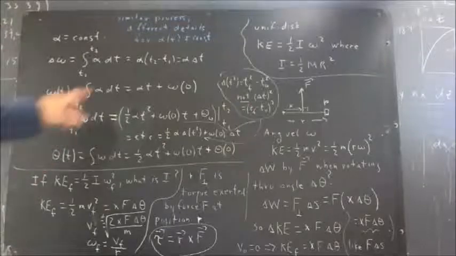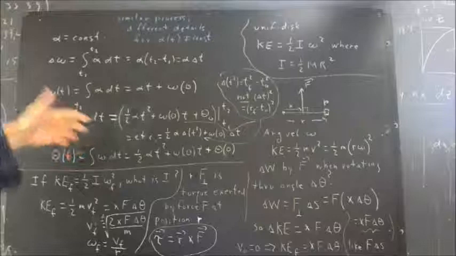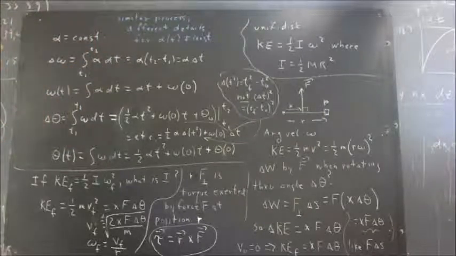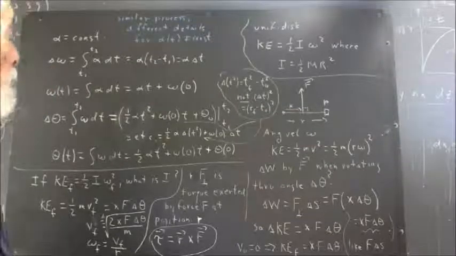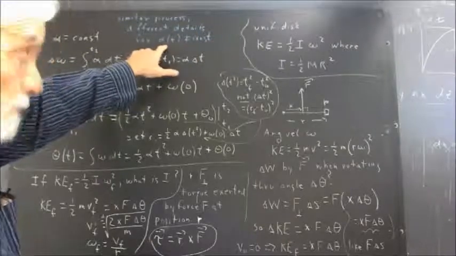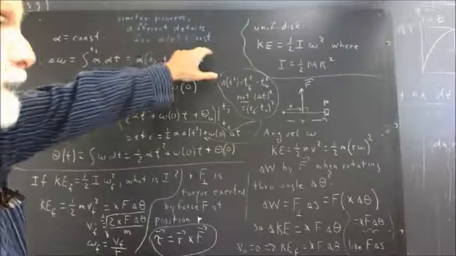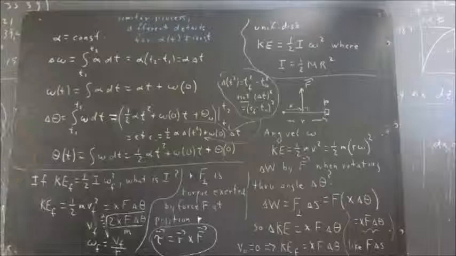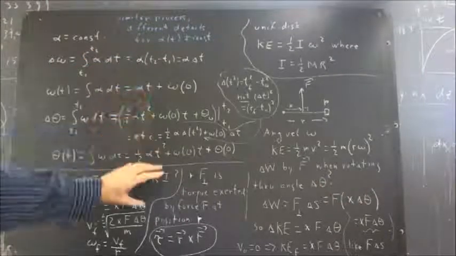I'll comment also that we have a very similar process. We just integrate the acceleration function to get the velocity function, the angular velocity function. Then we integrate the angular velocity function to get the angular position function. But the details are going to be different if your acceleration function is a function of t that's not constant. We would still integrate it, assuming it's something we can integrate, and then we'd integrate that result, but it wouldn't look like this.